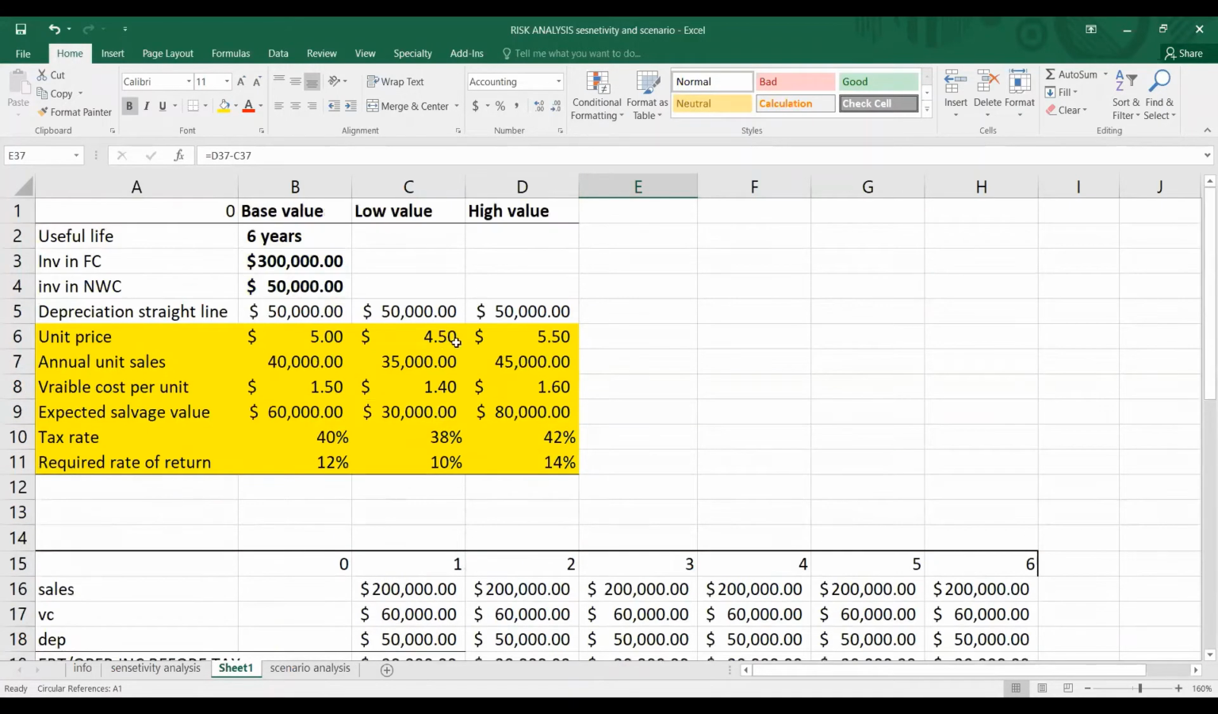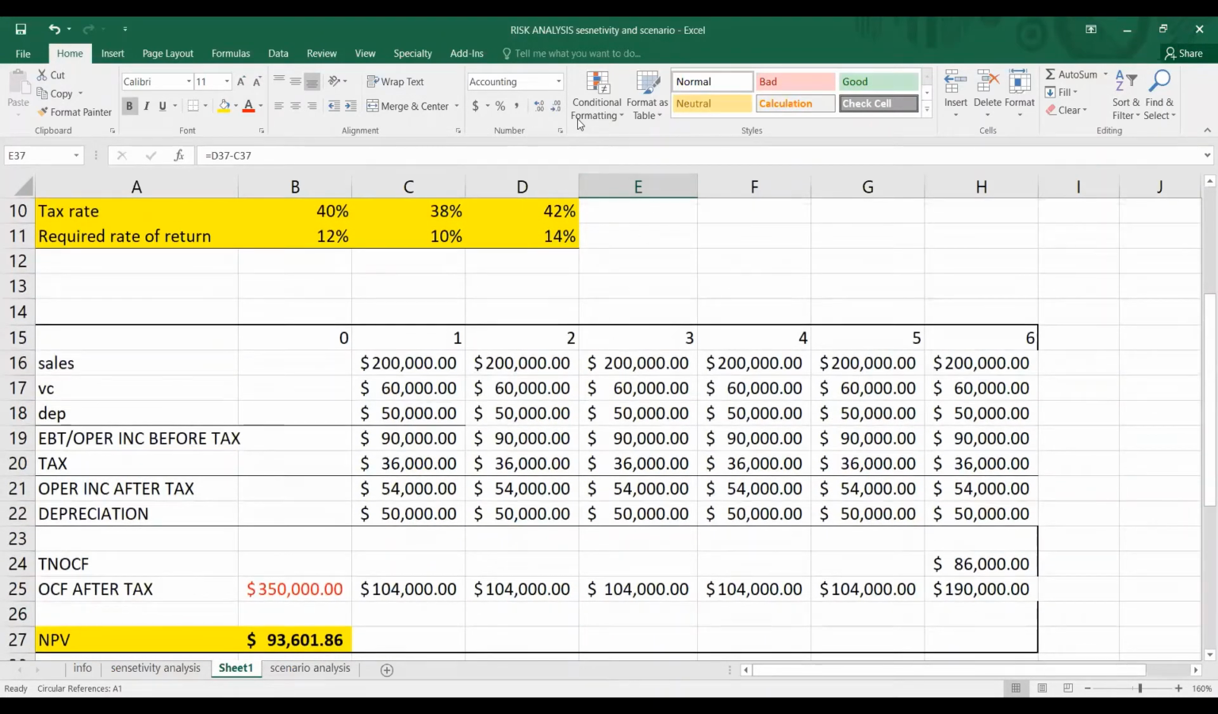This is all about the sensitivity analysis. Do you have any questions up to this point? No? Feel free to ask, please do not hesitate.